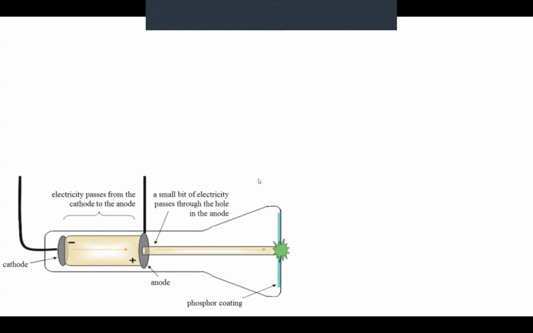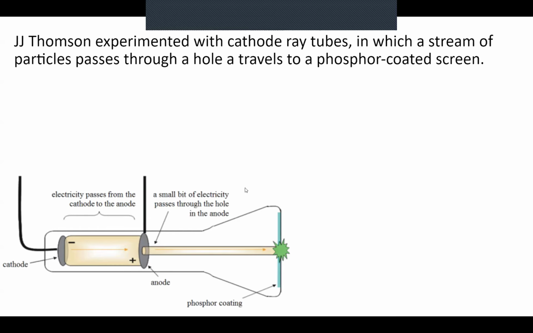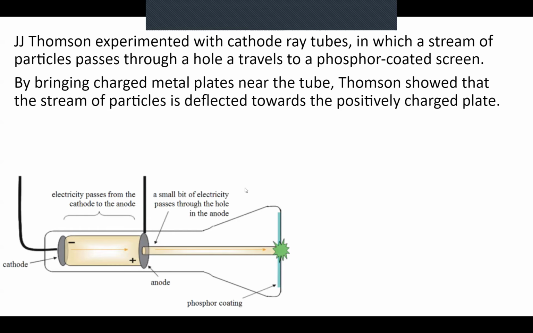Okay, here's a famous experiment that really kicked off the idea that there's something more than a solid indivisible sphere in an atom. The scientist who performed this experiment was J.J. Thomson, and he was experimenting with a setup called a cathode ray tube, in which a stream of particles pass through a hole that travels to a screen that, because of its coating, would be visible in a dark room.